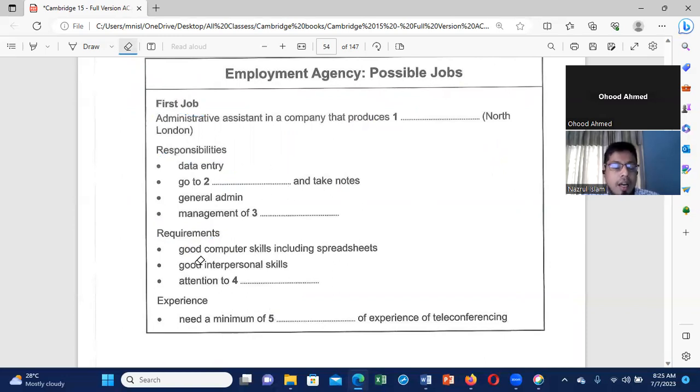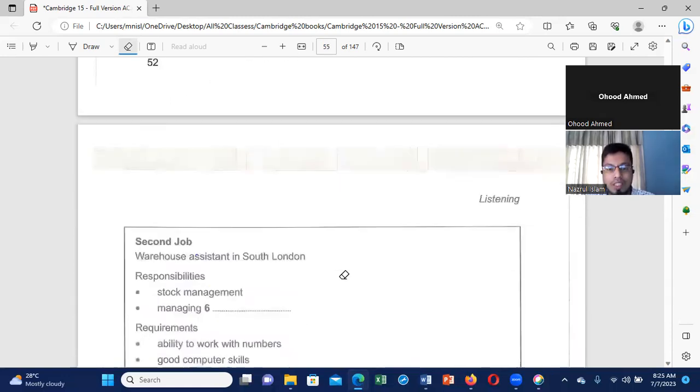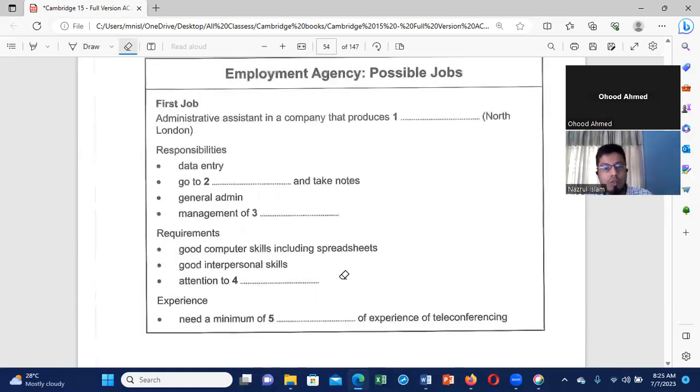For part one and part three, you'll be given a break in the audio. Right after five questions, you'll get a gap for reading the next questions. So are you ready? Should we play the audio? Yes. Now I'm going to play the audio just to get ready.